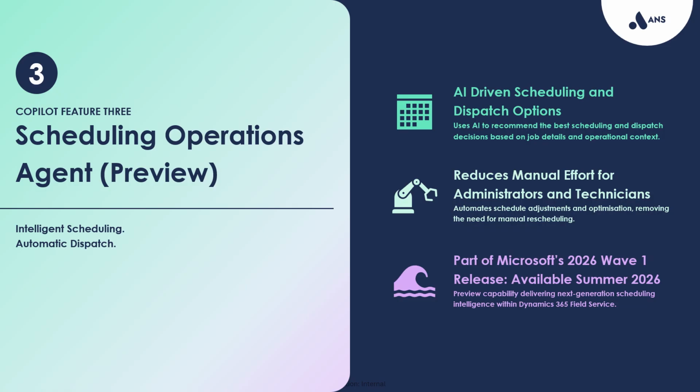Feature 3 is where Copilot moves beyond surfacing information into actually acting on it with the scheduling operations agent. It's worth noting that this agent is going to be released in Microsoft's 2026 Wave 1 release, which will be available in summer 2026. So let me show you how it works in the platform.